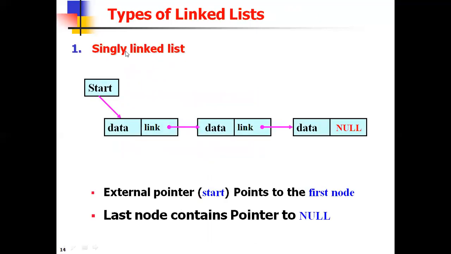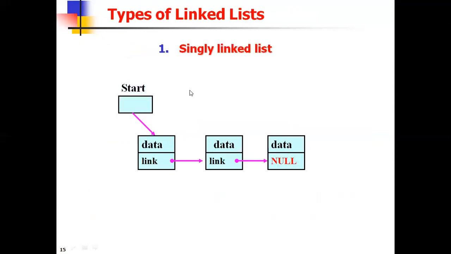So what is a singly linked list? In the singly linked list, you will have multiple nodes where each node will be pointing to the next node and the last node is pointing to null. Whereas there is one extra pointer used called a start pointer. It is also called an external pointer, which will be pointing to the first node. So you can see the external pointer start points to the first node and the last node contains the pointer to null. Each node will be pointing to the next node. So this type of linked list is called a singly linked list.